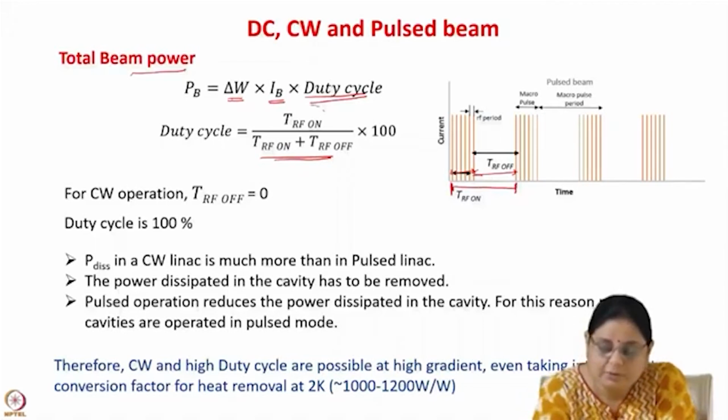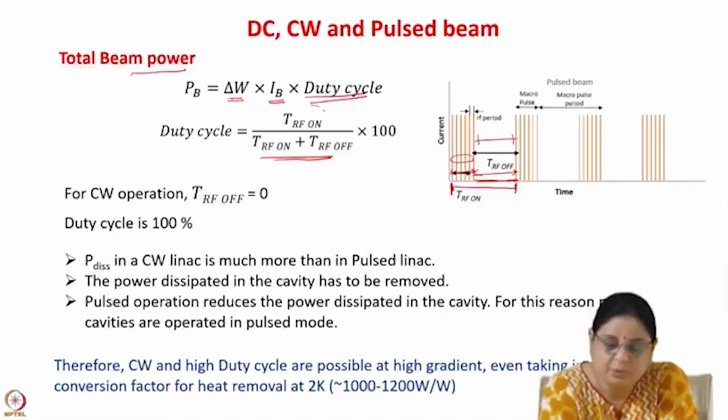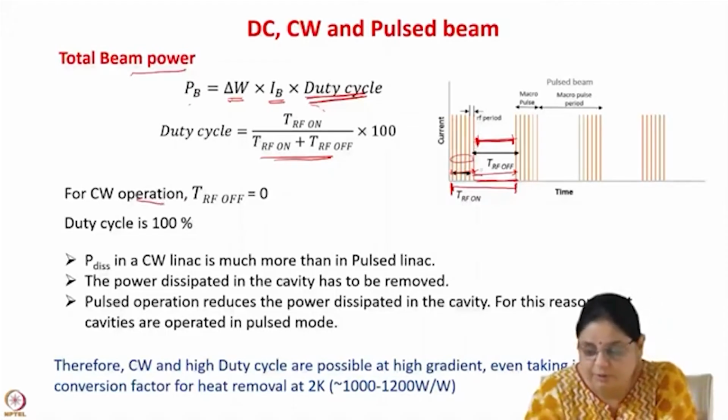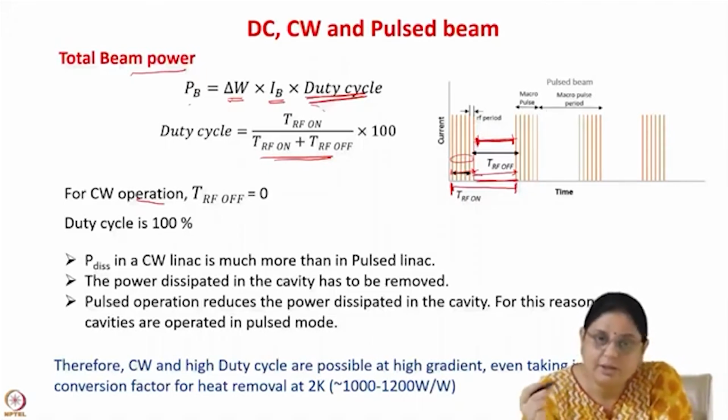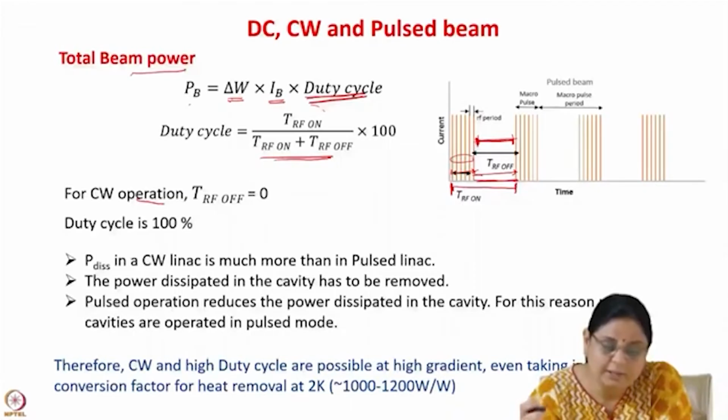Only during the time the RF is on do we have the beam. The rest of the time there is no beam. Since there is no beam at this time, the total beam power will be reduced by this factor. So the beam power is given as delta W into IB into the duty cycle. For CW operation, the T RF off is 0, which means there is RF at all times. So this is the main difference between the CW and the pulsed beam.